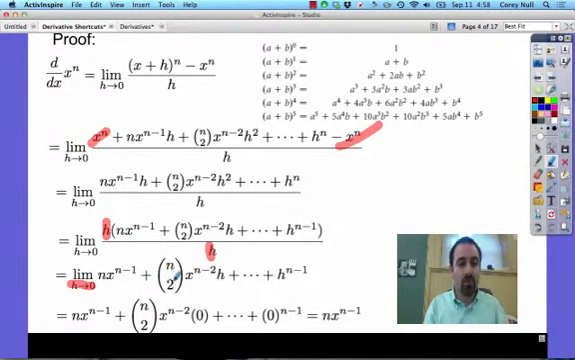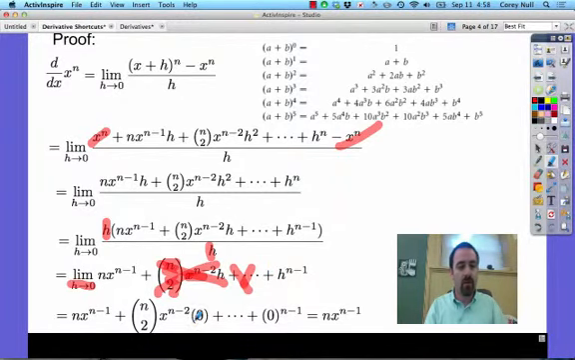The second term, no matter what this number is, no matter what these things are, has an h in it. The second term will always have an h in it. So I plug 0 in for h, and this is gone. Boom, boom. The next term will have an h in it. The next term will have an h in it. Boom, boom, boom, boom, all the way down.